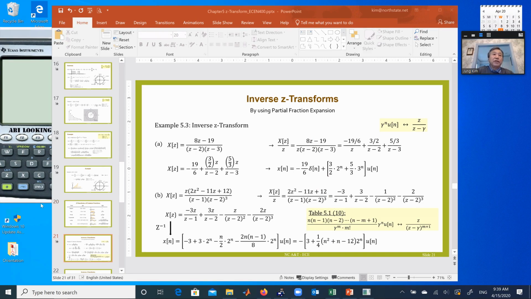Now we need to go to the inverse Z transform by using partial fraction expansion. We use the previous knowledge: for gamma to the n u[n], the Z transform is z over z minus gamma. The region of convergence is the magnitude of z greater than gamma. We know that. So take the Z transform of this.